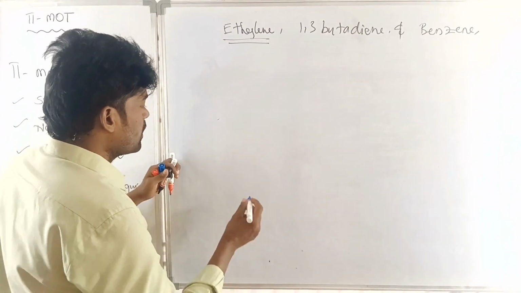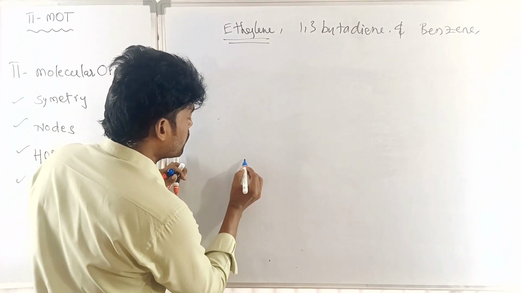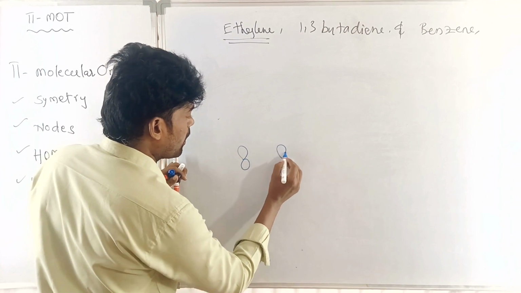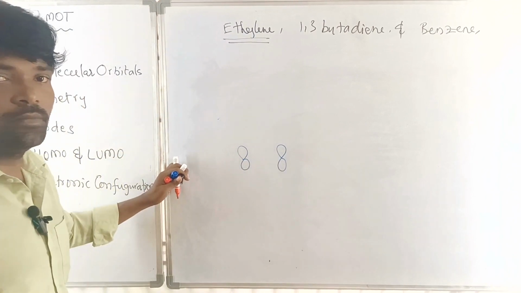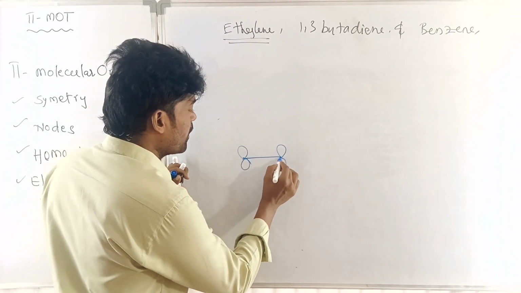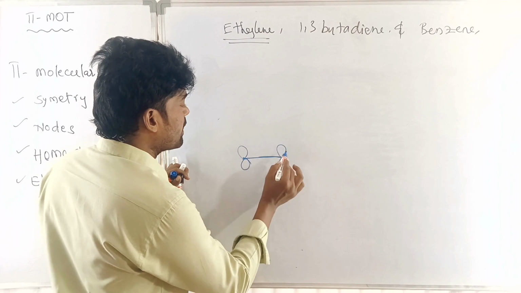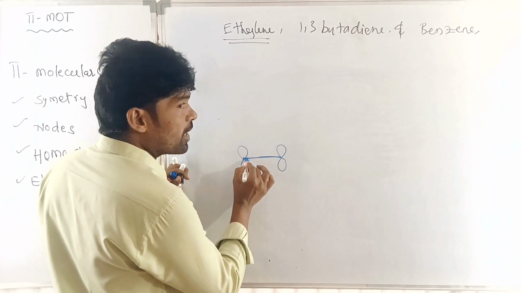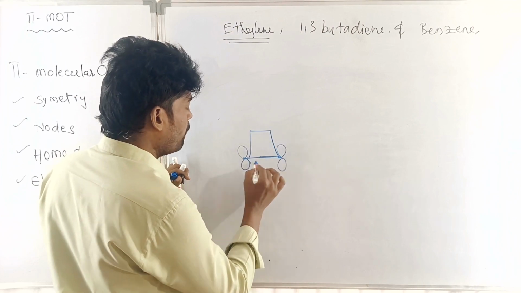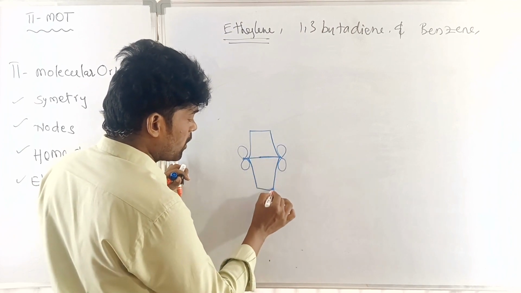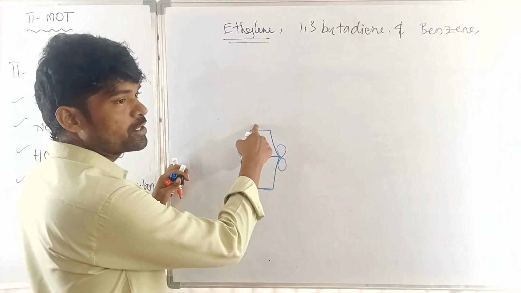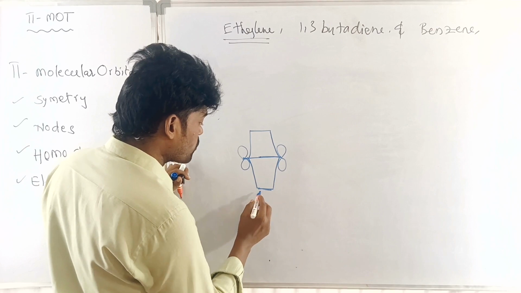Now, let me tell you the ethylene example. Carbon, another carbon, unhybridized p orbital. If they participate in the bonding, according to molecular orbital theory, they produce two levels of molecular orbitals. Two atomic orbitals are participating, so two molecular orbitals will be generated.